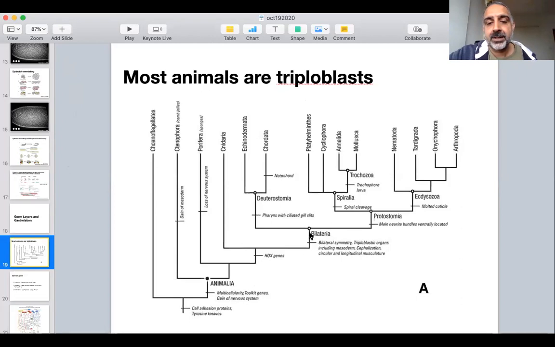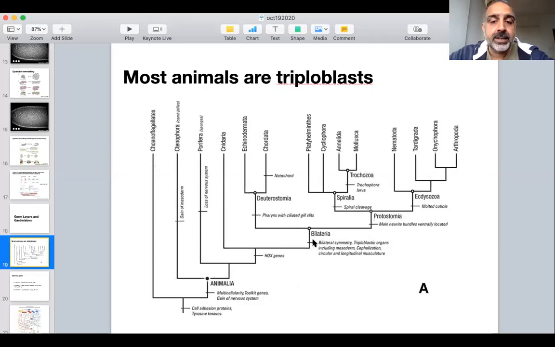So what you're looking at here is an evolutionary tree of animals and what are thought to be our closest relative, choanoflagellates. Animals go from sponges, jellyfish, all the way to insects here, and we're here in chordata.